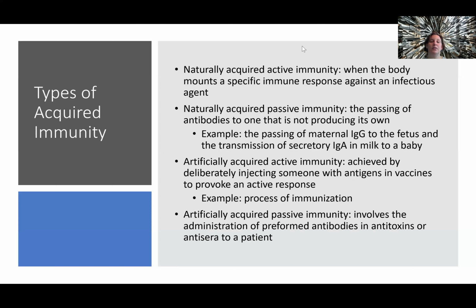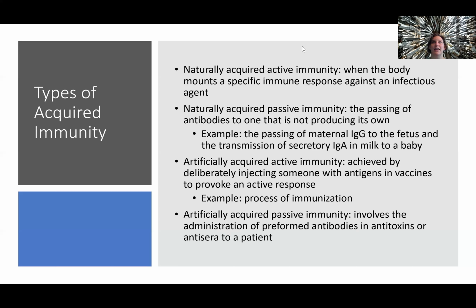Now, we also can have some artificially acquired passive immunity. So we can either inject you directly with antibodies, similar to a baby calf drinking its mother's colostrum, which is rich in IgA. We can give people antibodies in antitoxins or antisera.